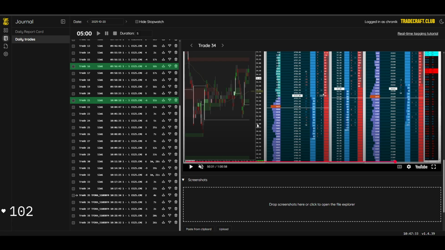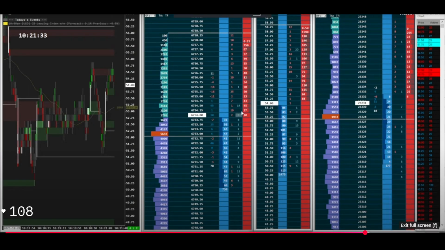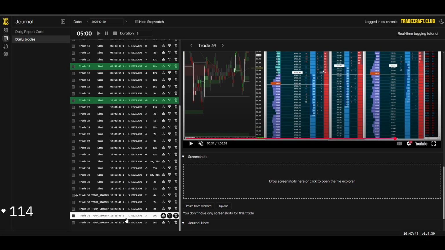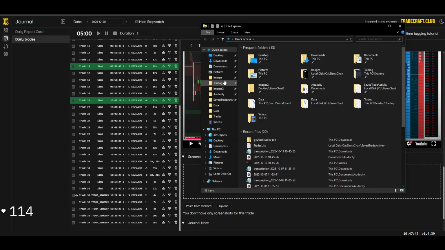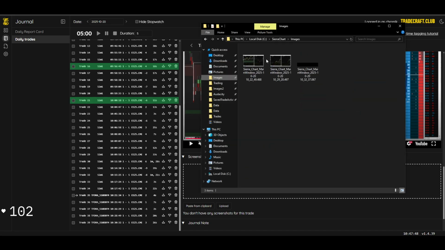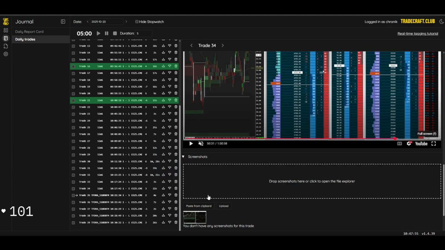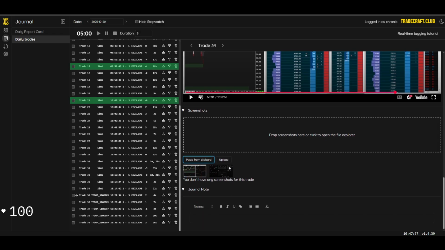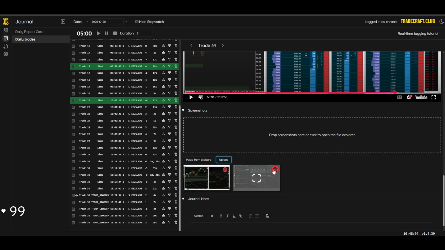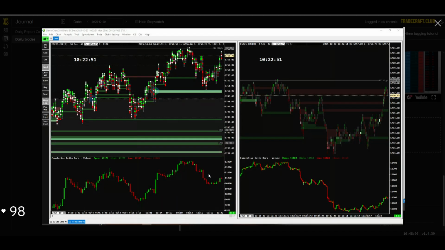So trade number 1 is a 2 tick profit to the short side. I should also make sure that I have images of these. So this one was at 1021, and I've got a screenshot here from 1022, which I will put into the clipboard. Let's get rid of that one. We don't need that one.